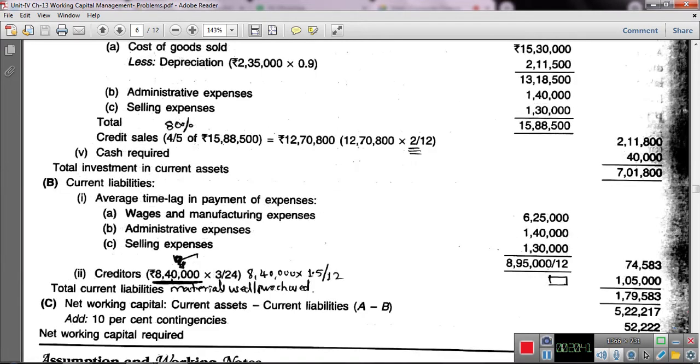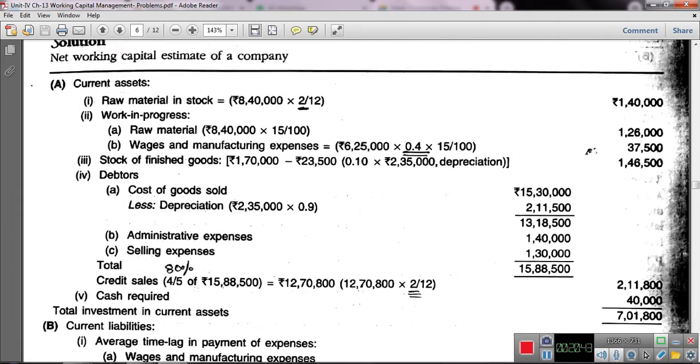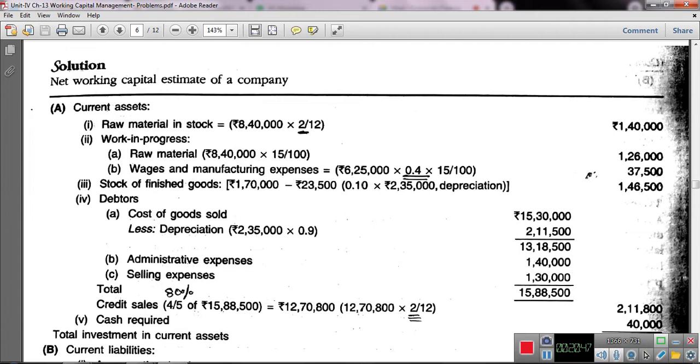So with this assumption, let's go ahead and estimate the current assets first. You need to have the format. The heading of the table should be net working capital estimate of this company. Part A is about estimating current assets and part B is about estimating current liabilities.